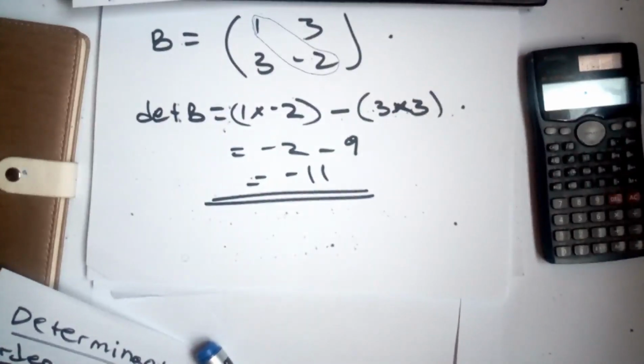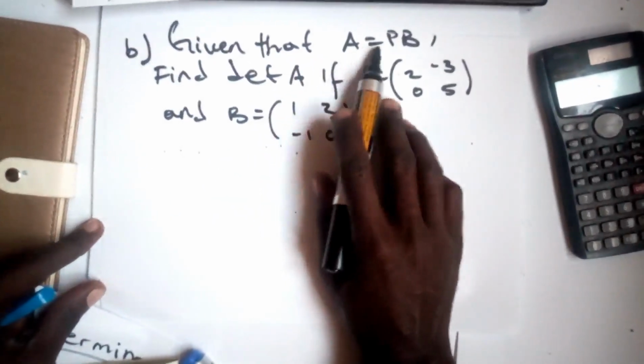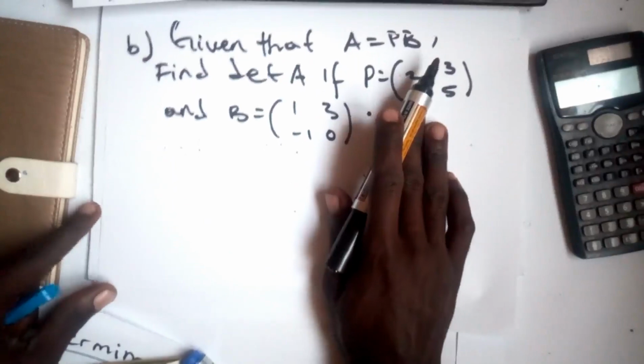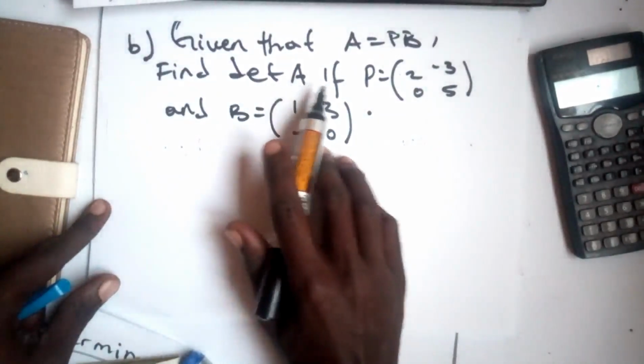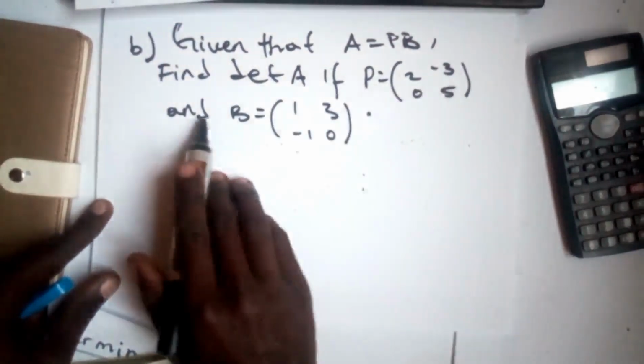Let's have another example. Given that A is equal to PB, find the determinant of A if P is that and B is that.